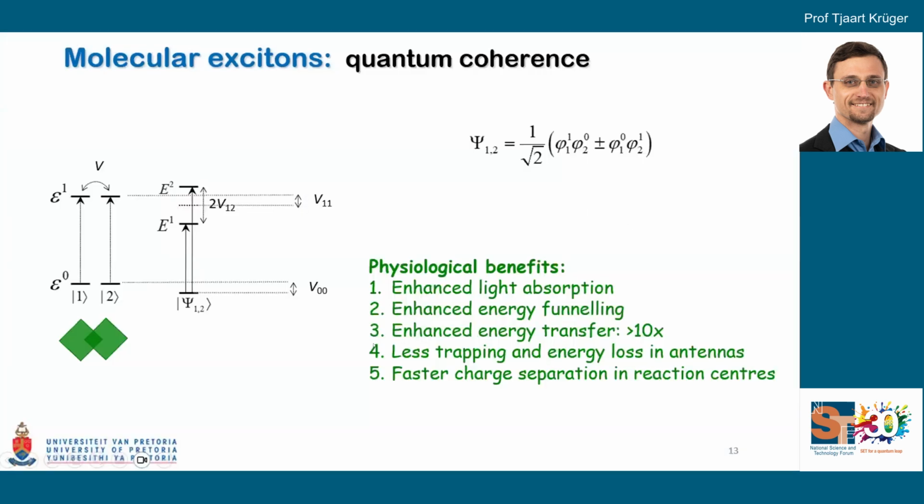Let's have a look at this 4th physiological benefit, less trapping and energy loss in antennas. Once again, since we have this delocalized state, so quantum coherent state, we're not talking about the individual pigments anymore, but quantum superposition of all of them, and the spatial extent is also much greater.